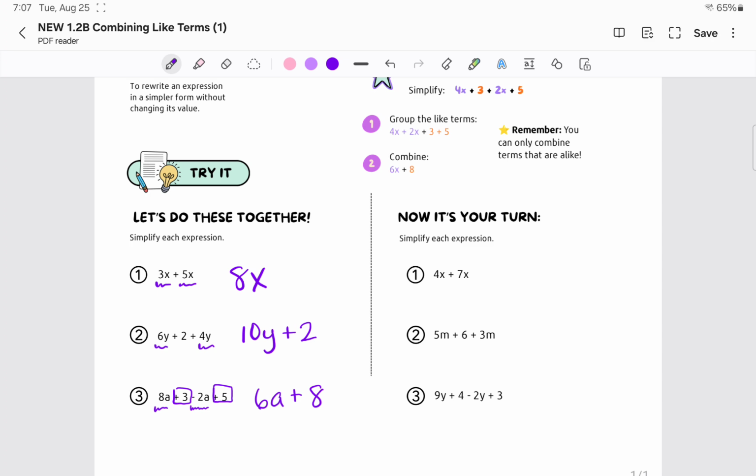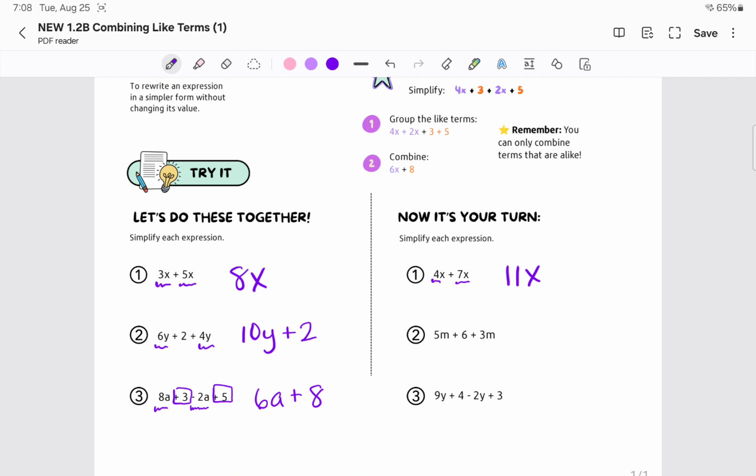All right, let's look at your answers to 1 through 3 on the right side here. So my like terms for number 1 are the x's. I got 4x and 7x. When I combine those, I add the coefficient, so I get 4 plus 7 is 11, so 11x. That's it, that's my answer.